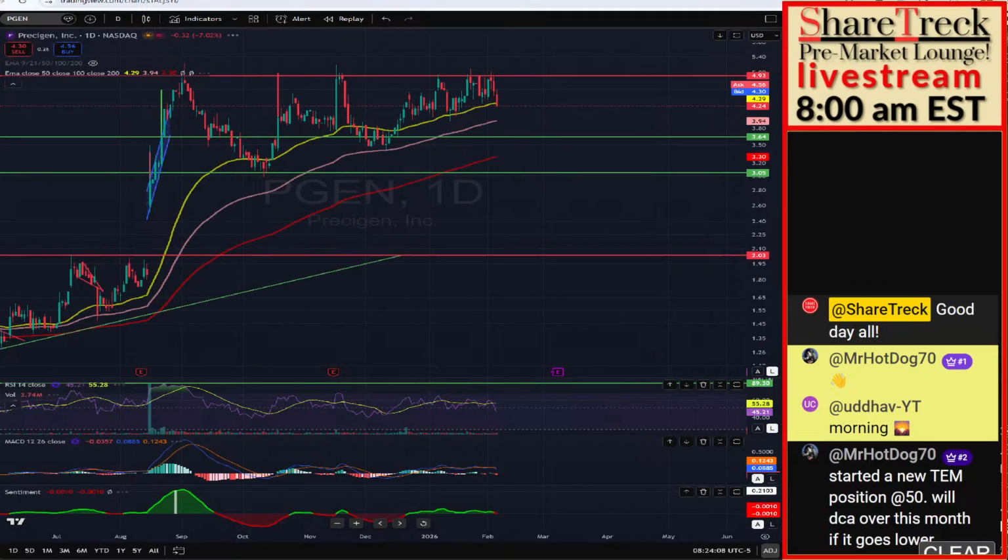Let's go to Precision. It's got no trades pre-market. It's going to get resistance from 4.29, which is the 50-day exponential moving average. Support from 3.94, which happens to be the 100-day exponential moving average.